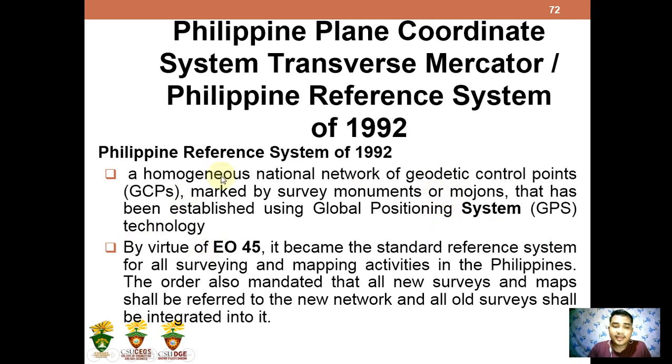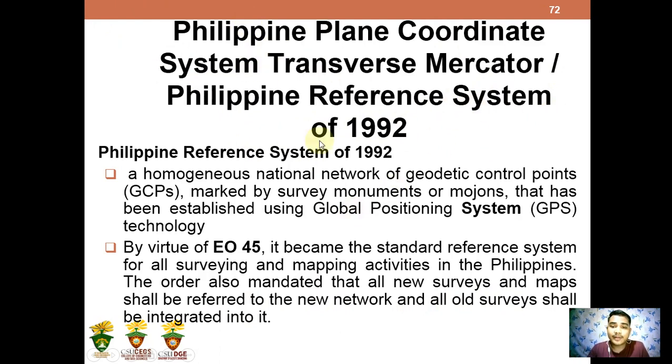So basically, ang kaning si PRS-92 is gi-modify si Luzon datum 1911 mga mohons. But in PRS-1992 nigamit na siya og global positioning system or GPS. By virtue of AO45, it became the standard reference system for all surveying and mapping activities in the Philippines. The order also mandated that all new surveys and maps shall be referred to a new network, and the old network surveys shall be integrated into it. So muna ni ang gi-adapt sa Philippines until now: si PPCS, TM, PRS 92.